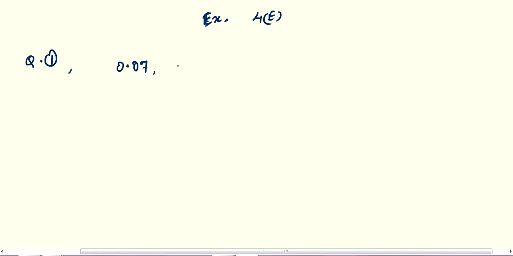0.07, 0.112, 3.59, 9.489. We have to round off these given decimal numbers to the nearest tenths.